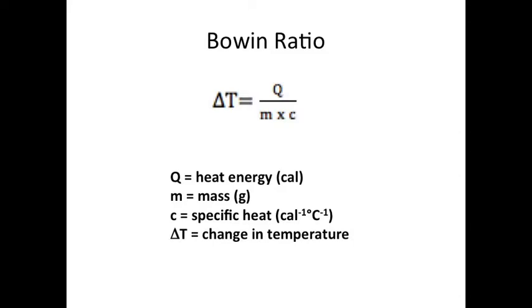Now let's move on to the Bowen ratio. The Bowen ratio is delta T, which is the change in temperature, equals Q over M times C. Q is the heat energy in calories, M is the mass in grams, and C is the specific heat in calories per degree Celsius.